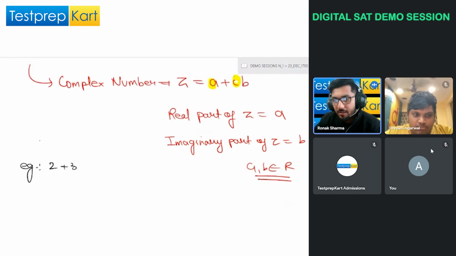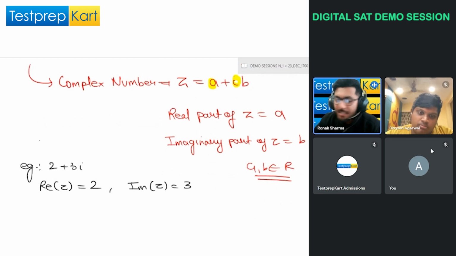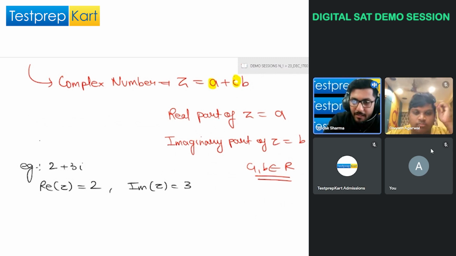2 plus 3 iota. Okay. So here the real part of Z, that is the notation we use, is 2, and the imaginary part of Z is 3. So you can see that 3 is a real number. But why are we calling it the imaginary part? Because it is attached with the iota. Clear? Good.